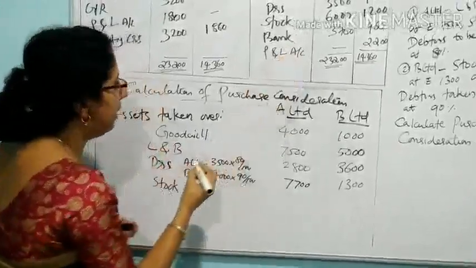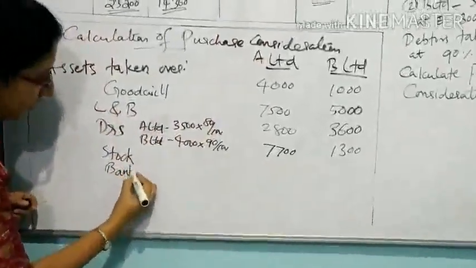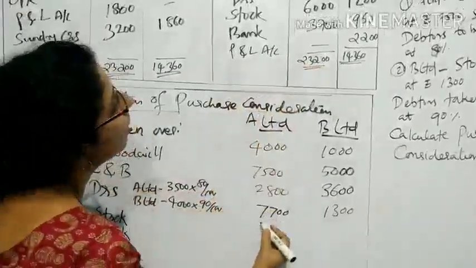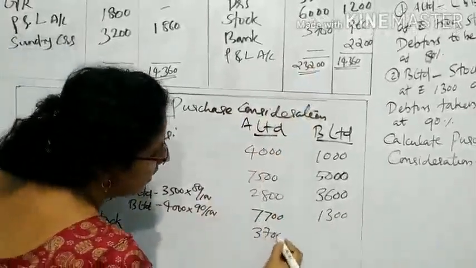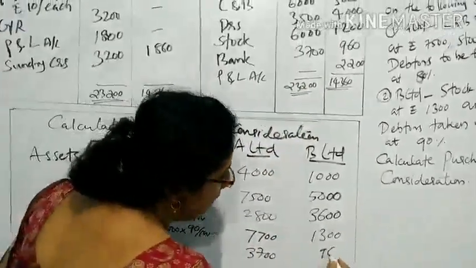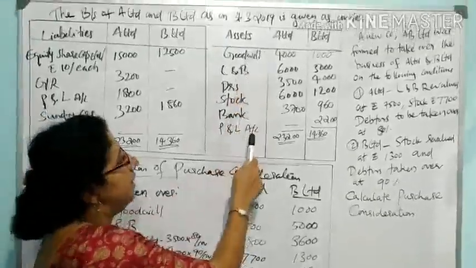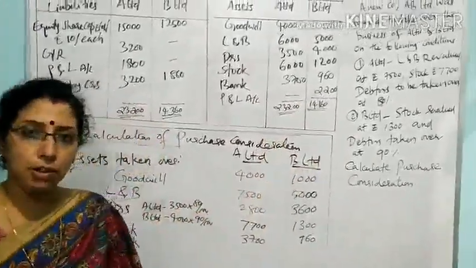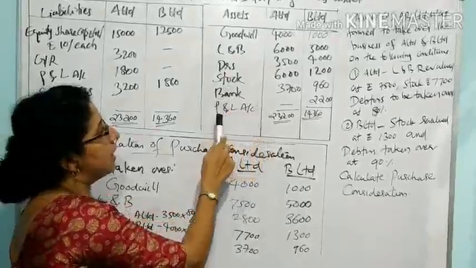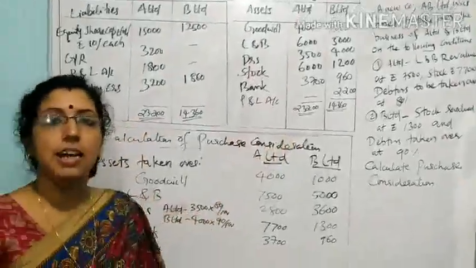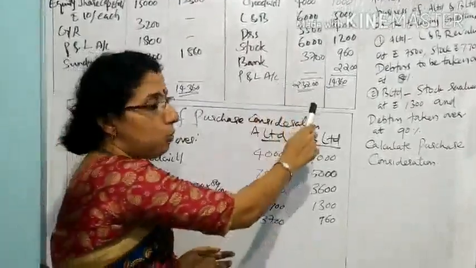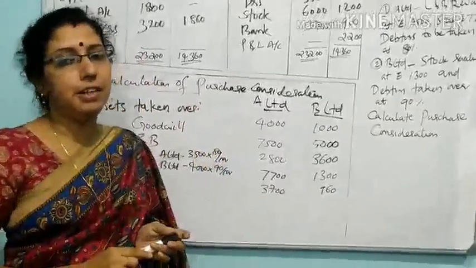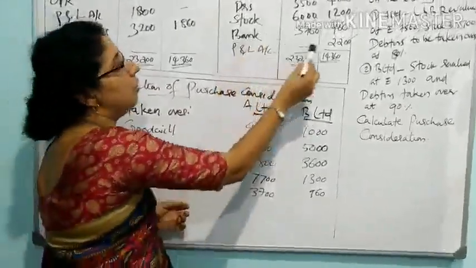Then next asset, bank. Stock, debtors and bank are current assets. Bank 3,700, so we can directly take this item, 3,700, and for B Limited it is 960. In the asset side there is an item, profit and loss account, for B Limited it is 2,200. If profit and loss account is shown on the asset side of the balance sheet, it means it is a loss and it is a fictitious asset. In the net asset method we never take fictitious assets, so this item is ignored here.